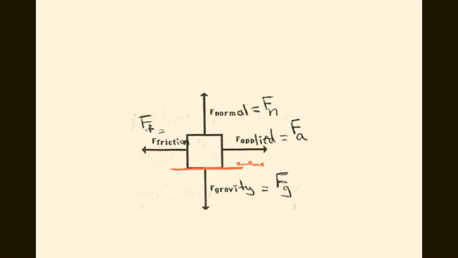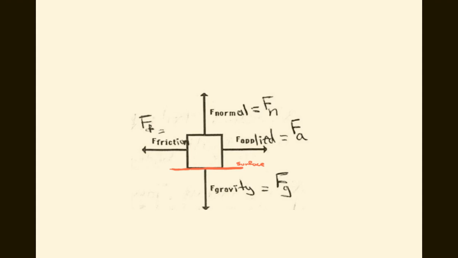All right, on the left-hand side, we have force friction. On the right-hand side, we have force applied. On top, we've got force normal, or Fn. And again, that's only available when you have a surface and the object is touching the surface. So if it's not touching a surface, you will not have F normal. F gravity is always there.